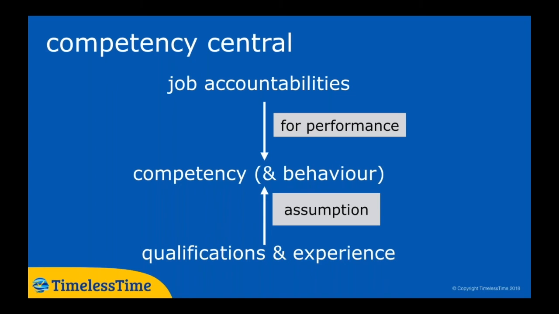From the job accountabilities in the job description, we are then seeing that for performance, a given competency and/or behavior is required. So straight from job accountability to competency, that's the route that we're taking. In effect, we're coming from the modeling through to jobs, job accountability into competency. That's now what we require. And so we're going to chart the whole organization's required competency.